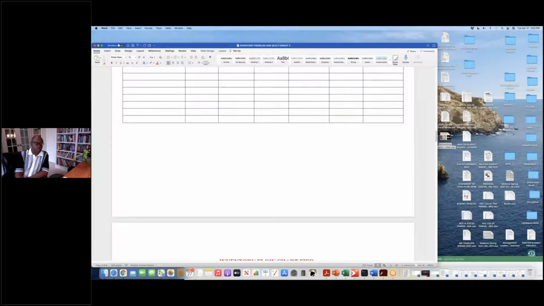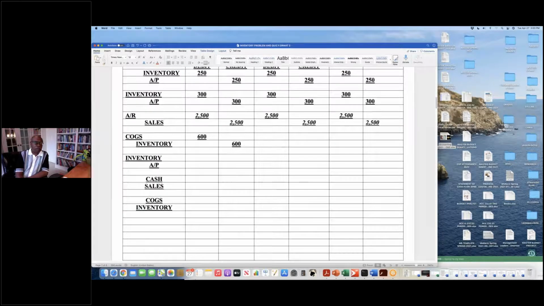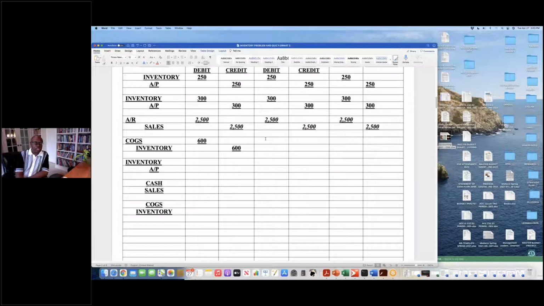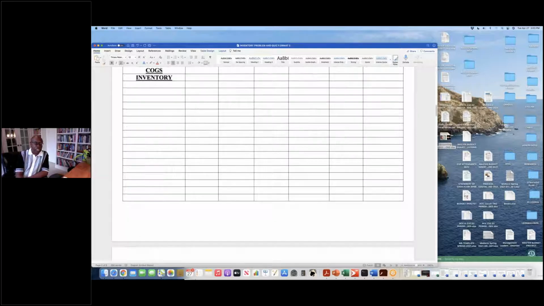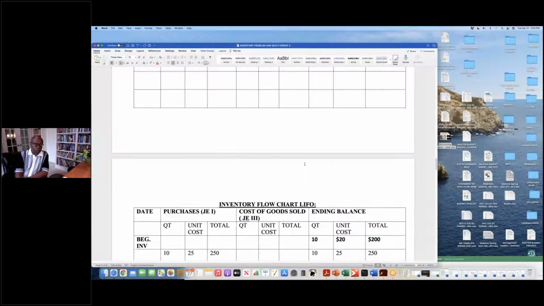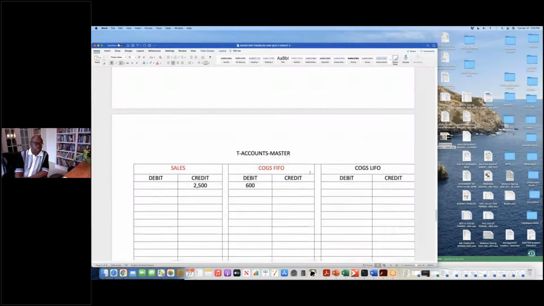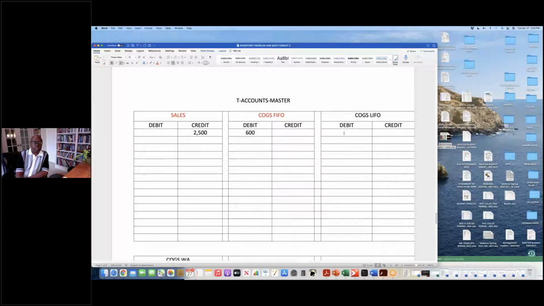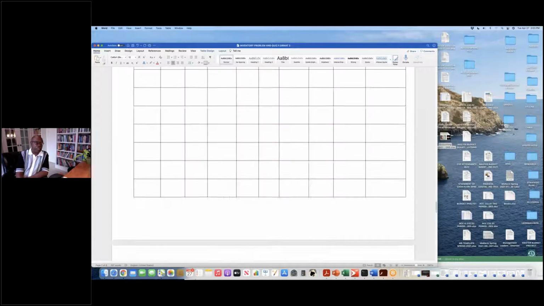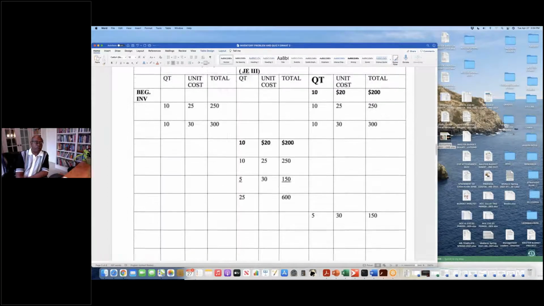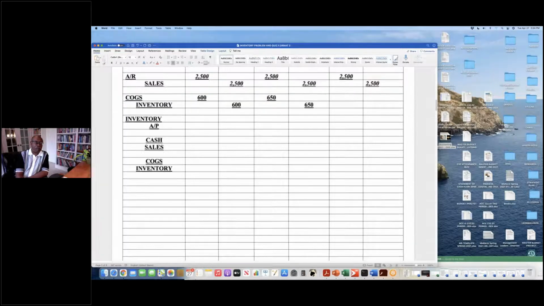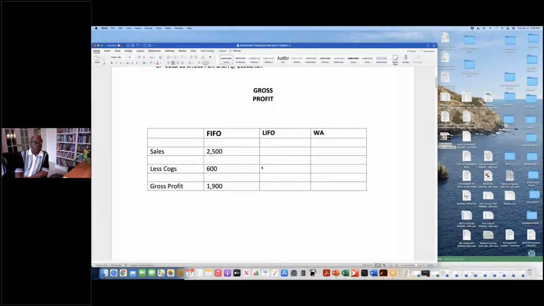And so when we go to our journal, instead of 600 being in the entry, it's 650. Then we're going to go to cost of goods sold, but it's cost of goods sold for Lifo. Okay. Then we're going to get our 650. And we're going to put 650 here.